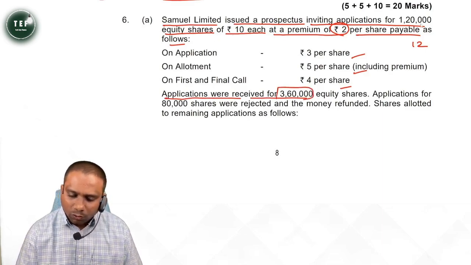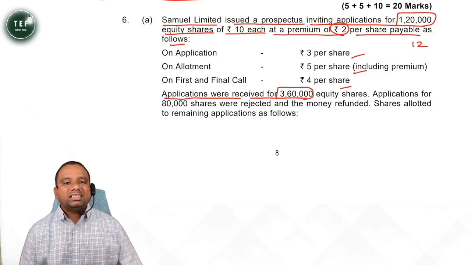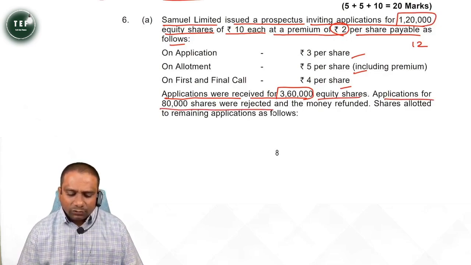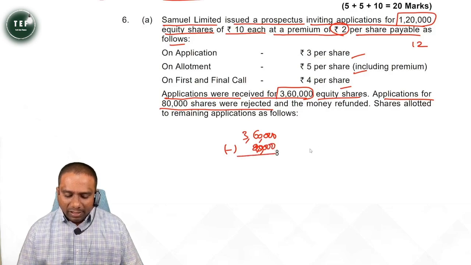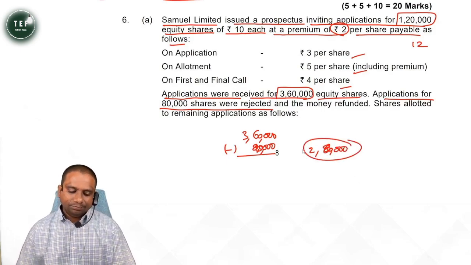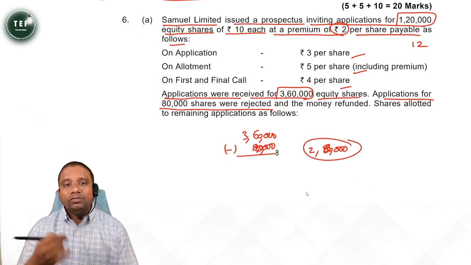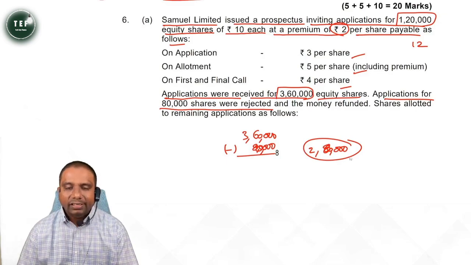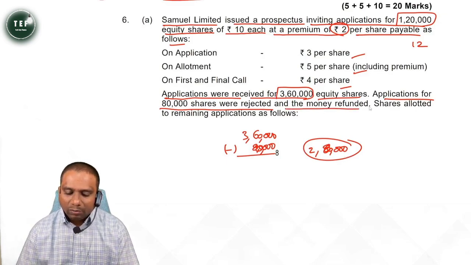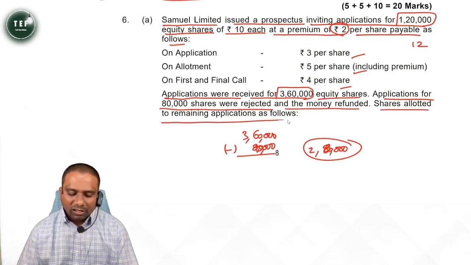Applications were received for 3,60,000 shares. We have issued only 1,20,000, but we received 3,60,000. Oversubscription of equity shares. Applications for 80,000 shares were rejected. So 3,60,000 minus 80,000, 2,80,000 remaining. So we are refunding the amount for 80,000 shares, and the remaining 2,80,000 shares we have. And the money is refunded. Fine. Shares were allotted to the remaining applicants as follows.